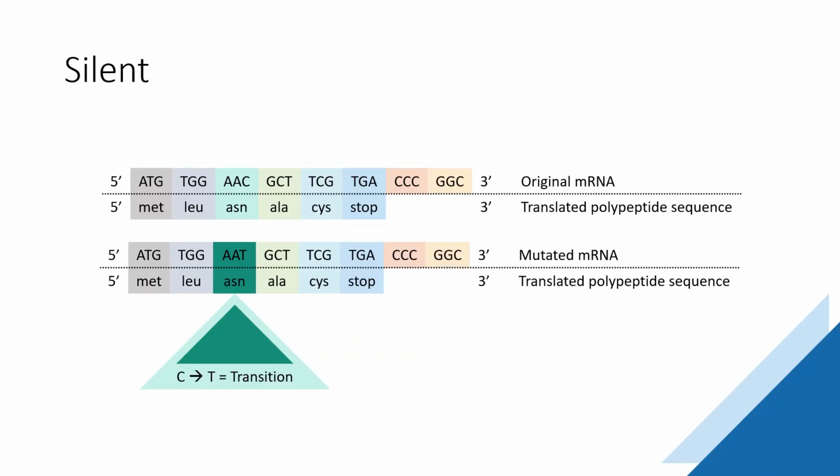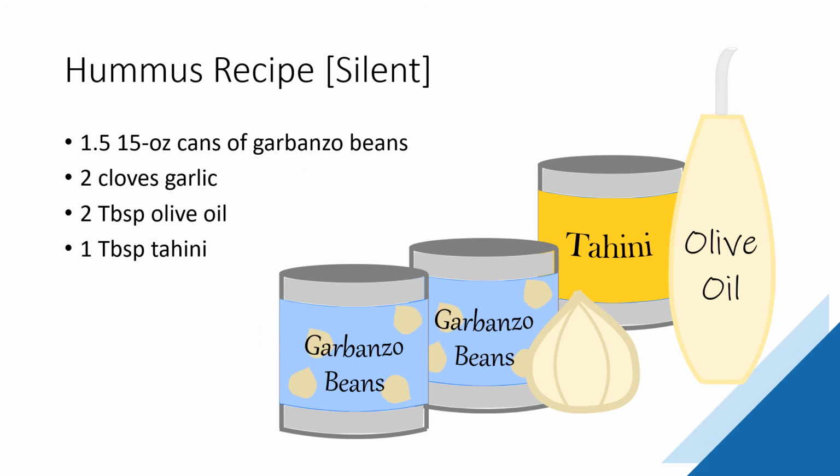A silent point mutation is when a single nucleotide base is switched with another one, such that the codon codes for the same amino acid. In this example, the pyrimidine C is switched for another pyrimidine, T, which is a transition. Here, the revised hummus recipe calls for garbanzo beans rather than chickpeas. However, these are both names for the same legume, so even though it seems like the ingredients are different, they are identical in content and result in the same end product.